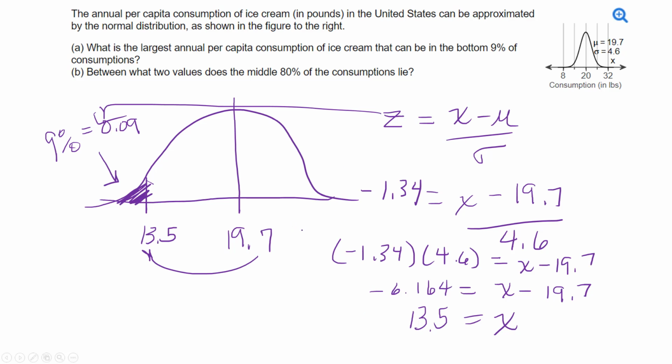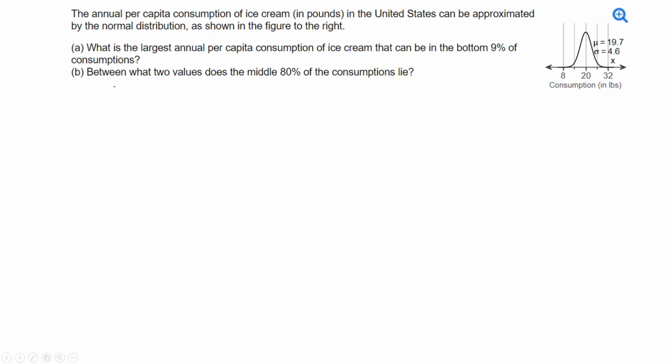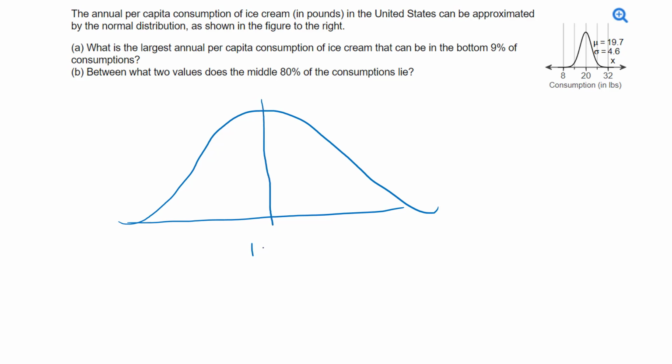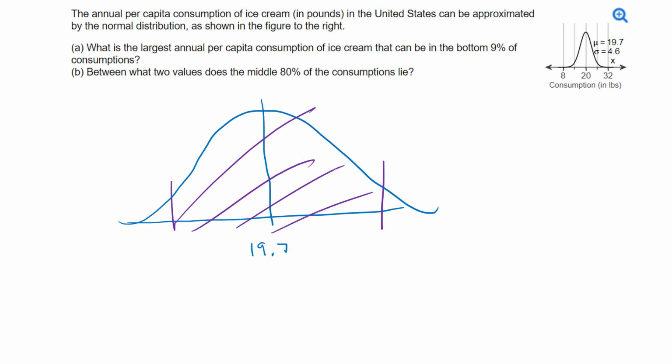All right, the second part, you're doing the same thing, but it's a between value that you're looking for, values, I should say. So it wants to know what two values contain the middle 80%. So once again, I draw my normal curve. I have my mean right here. And what I'm looking for within this curve is the middle 80%. So all of that's the middle 80%.